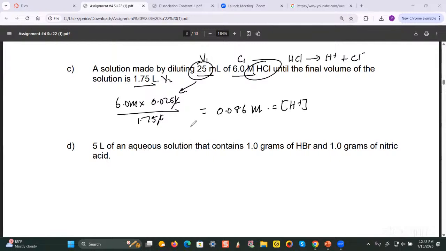So how do we find the pH? Minus log of 0.086. What does that give? According to my calculation, we have to round this off to 2 decimal places. 1.07 is what I got. No, we have 2 sig figs here, so that means this must be into 2 decimal places.